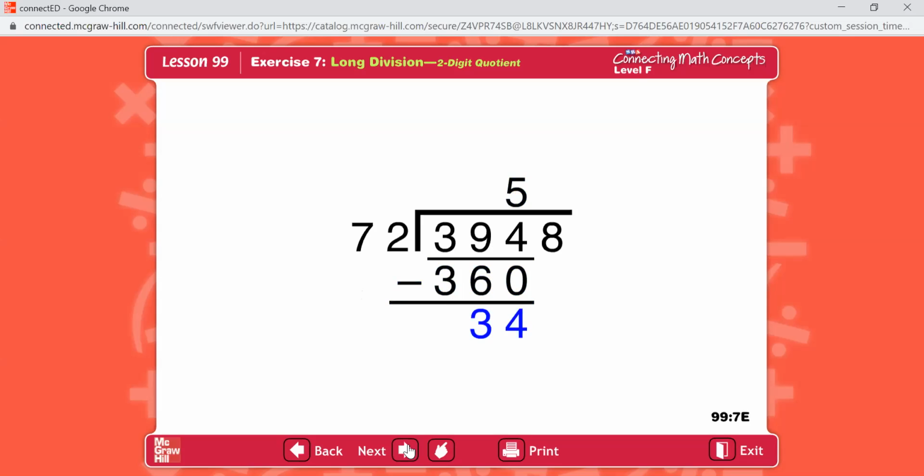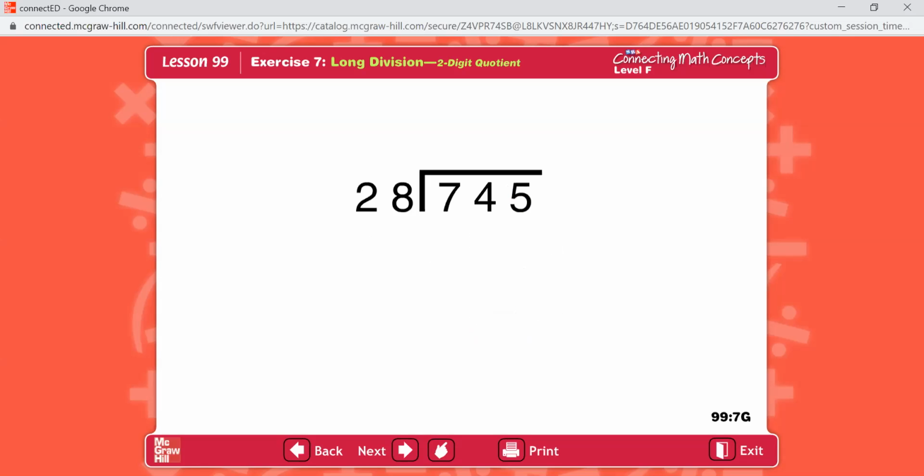The first thing we do to work the problem for the ones digit is bring down the ones digit. So my next step is to bring down this 8. It's in the ones digit. You know how to work the rest of the problem. Next.